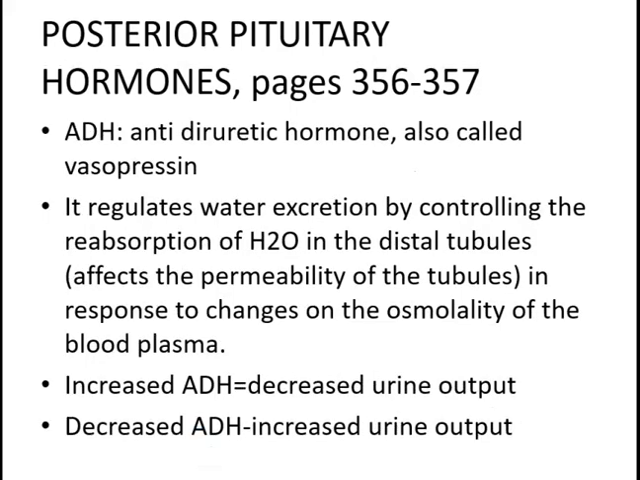The posterior pituitary hormone ADH, or antidiuretic hormone, is also known as vasopressin, which we mentioned before, and it regulates water excretion by controlling the reabsorption of water, H2O, in the distal tubules, and affects the permeability of the tubules in response to changes in the osmolality of the blood plasma. An increase in ADH equals a decrease in urine output. A decrease in ADH equals an increase in urine output.